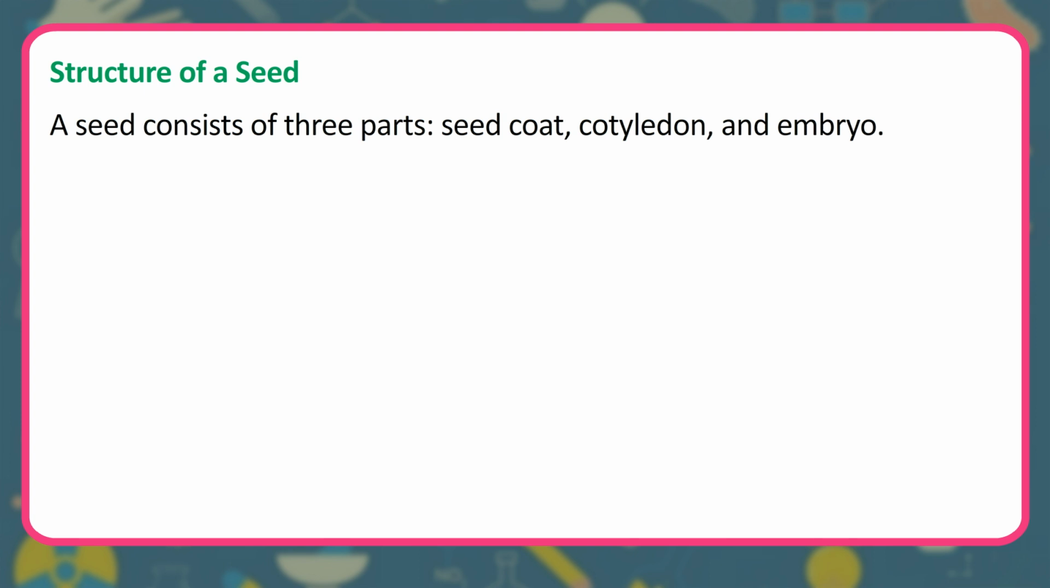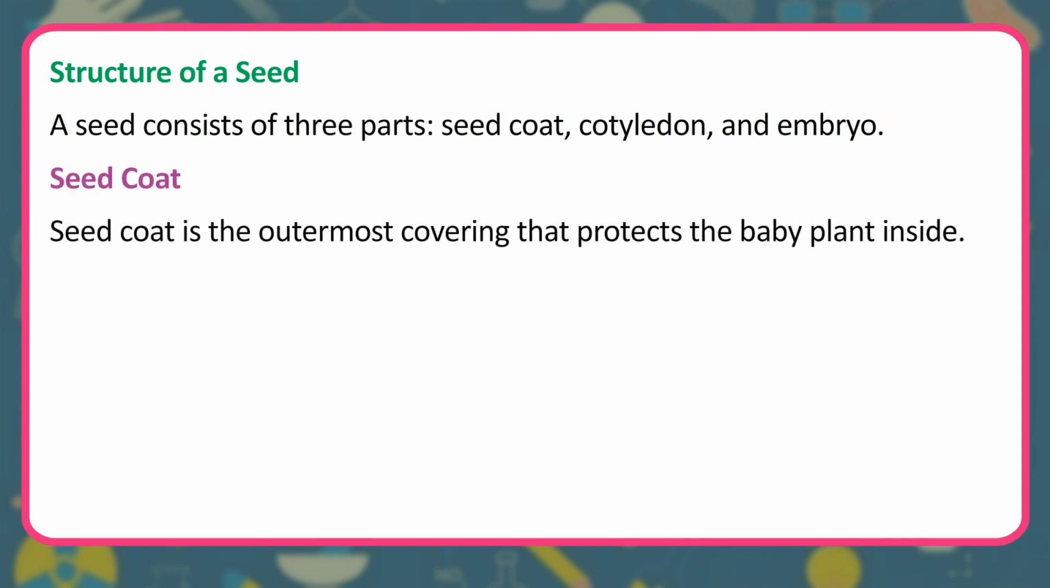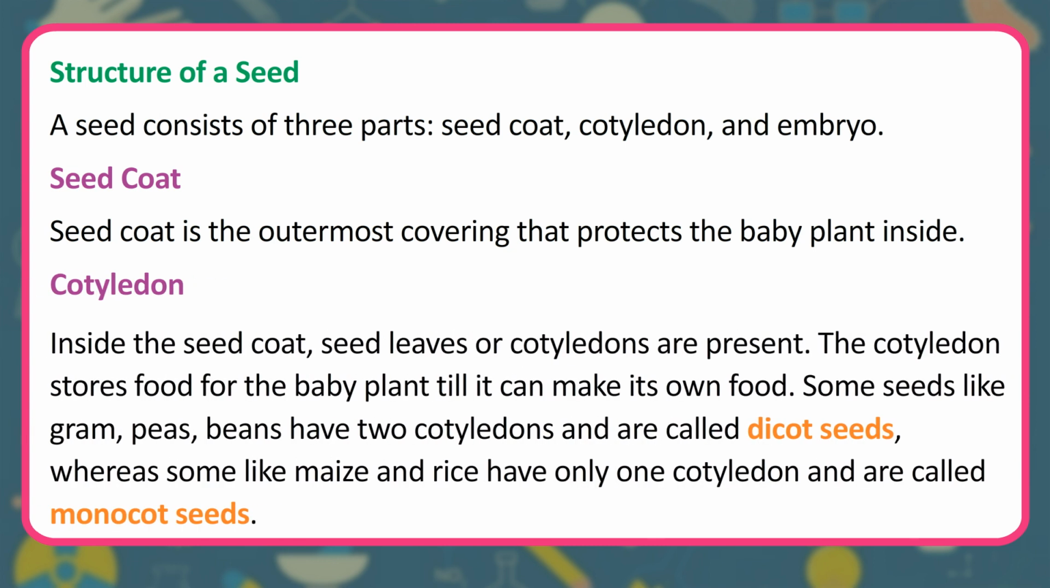Structure of a seed. A seed consists of three parts: seed coat, cotyledon, and embryo. Seed coat. Seed coat is the outermost covering that protects the baby plant inside. Cotyledon. Inside the seed coat, seed leaves or cotyledons are present. The cotyledon stores food for the baby plant till it can make its own food.